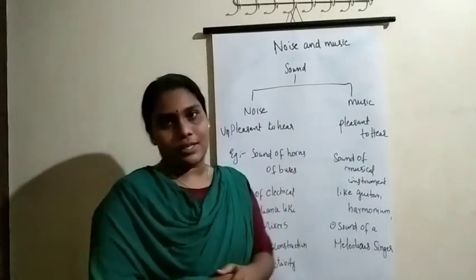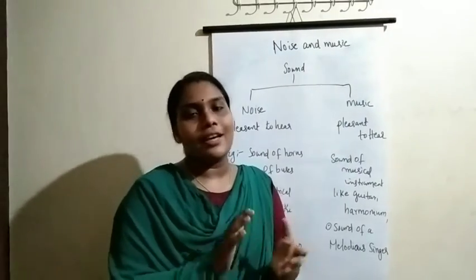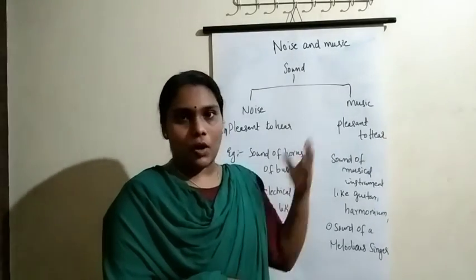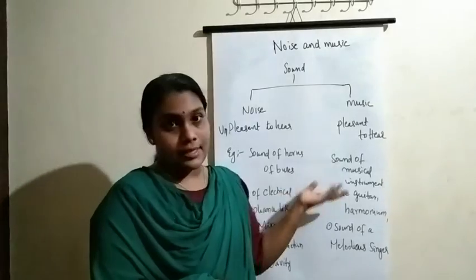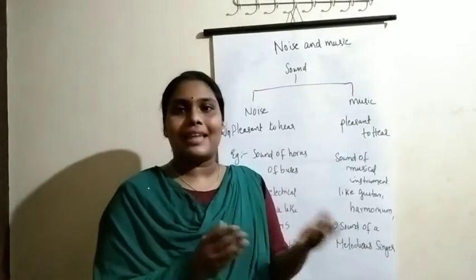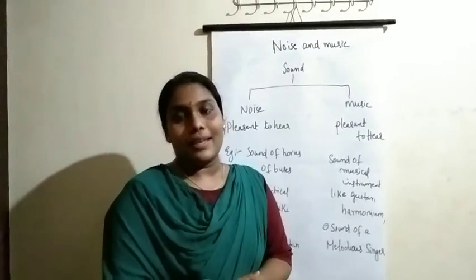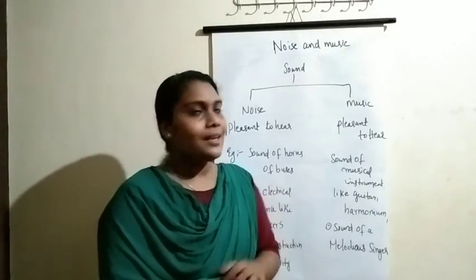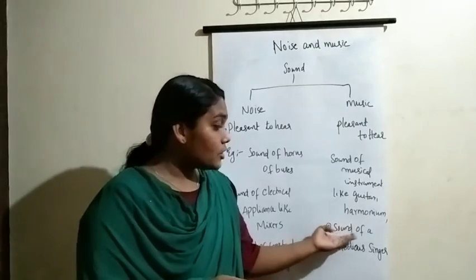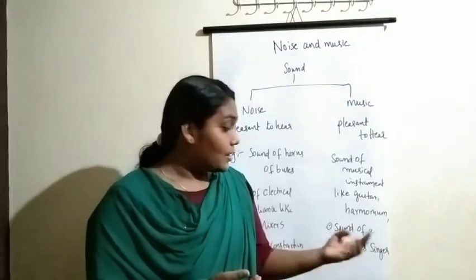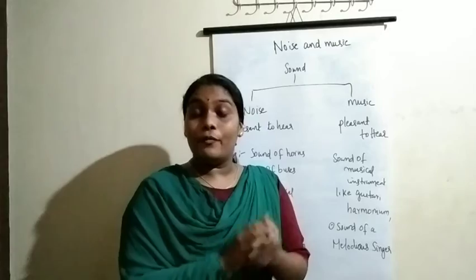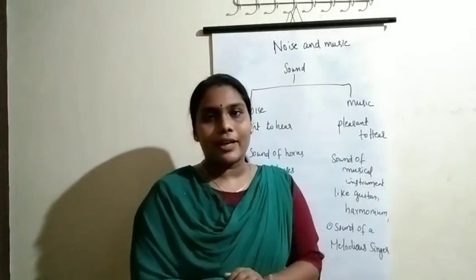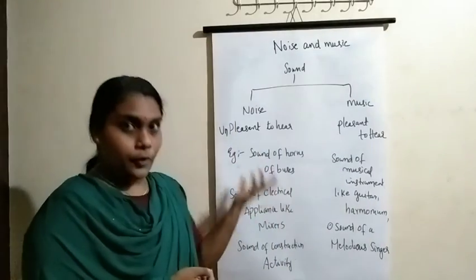Then next, music. We all like to hear music. Sound which is pleasant to hear is called music. Example, sound of musical instruments like guitar, harmonium. We feel very pleasant to hear music. The next, sound of a melodious singer. We feel very pleasant to hear a melodious song. Okay, all of you clear what is noise and what is music?